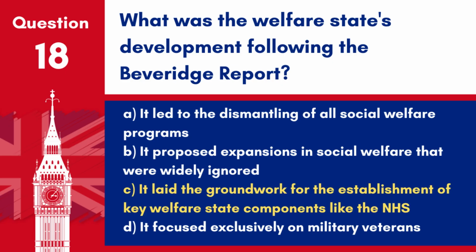Answer: C. It laid the groundwork for the establishment of key welfare state components like the NHS. The Beveridge Report of 1942 was instrumental in the post-World War II development of the welfare state in Britain, proposing comprehensive social insurance and public health programs, which led to the establishment of the National Health Service.